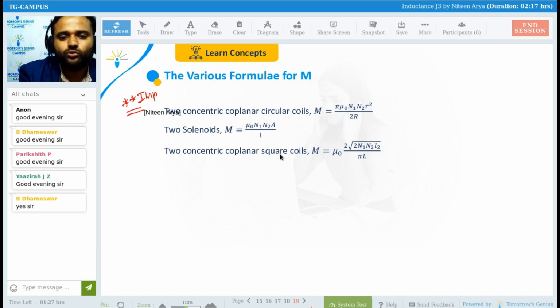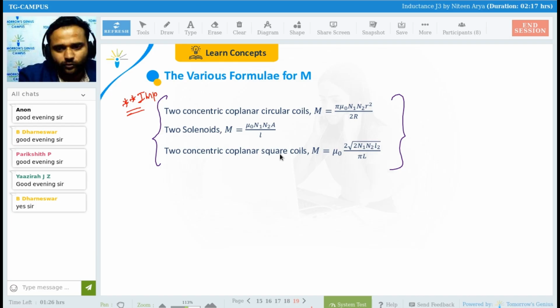Two concentric coplanar circular coils have a mutual inductance of pi mu naught n1 n2 r square upon 2R. Two solenoids have mu naught n1 n2 A upon l, and two concentric coplanar circular coils have this. I can derive the formulas also, but the derivation is not required, because it is omitted in your CBSE.